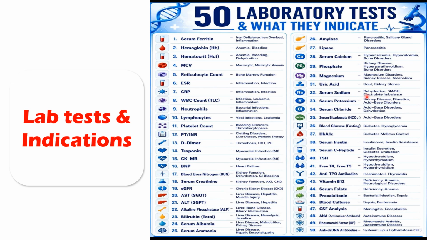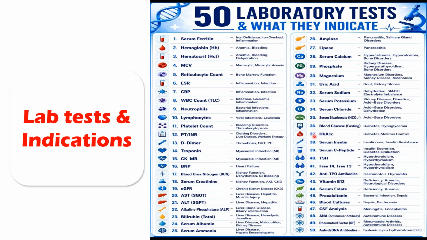Serum sodium to evaluate dehydration, SIADH, that is syndrome of inappropriate ADH secretion, then electrolyte imbalance. Serum potassium in case of kidney disease, then diuretic use, then acid-base disorders. Serum chloride is done in case of acid-base disorders and dehydration. Serum bicarbonate in acid-base disorders. Then fasting blood glucose is done to evaluate diabetes, then hypoglycemia.